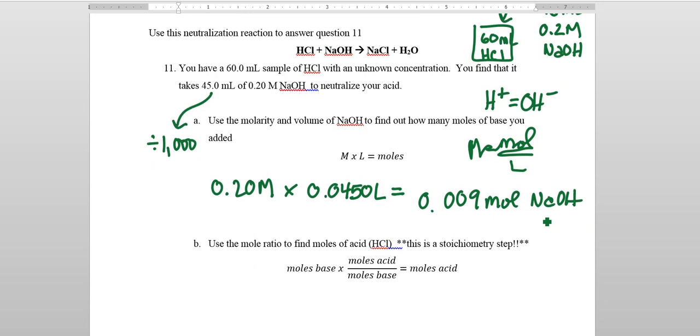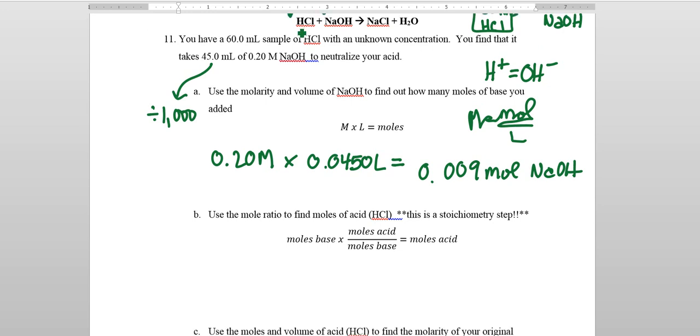And then we can look back at our balanced chemical equation. This tells us the ratio of acid to base, like we were talking about in class the other day. Is it a 1-to-1 ratio, 1-to-2 ratio, a 2-to-3 ratio? In this case, it is a 1-to-1 mole ratio. I find that by looking at the coefficients in the balanced chemical equation. If there's no coefficient written, we assume it's a 1. So there's a 1-to-1 ratio of acid to base.